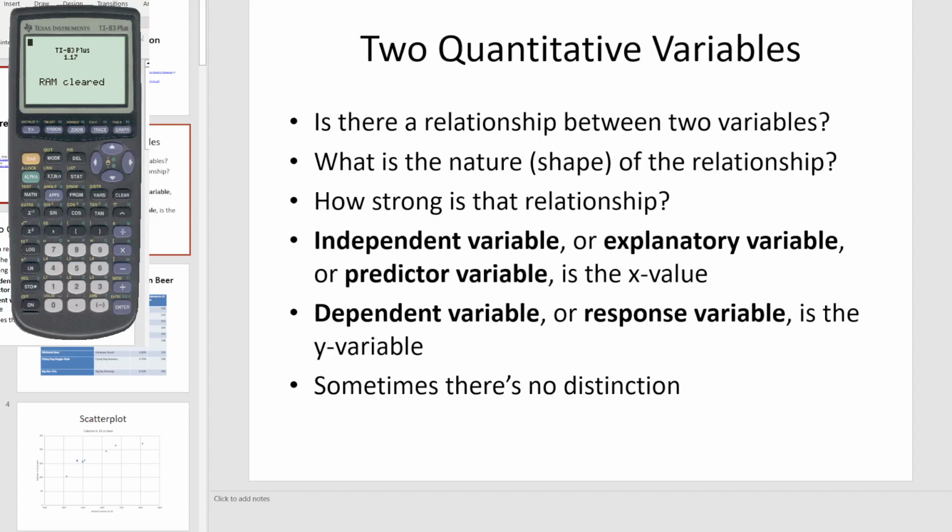Today we're going to look at section 10.1, which is on linear regression. So when we're comparing two different variables, a few questions come to mind. Is there a relationship between these two variables? What is the nature or shape of the relationship, if so? And how strong is that relationship?